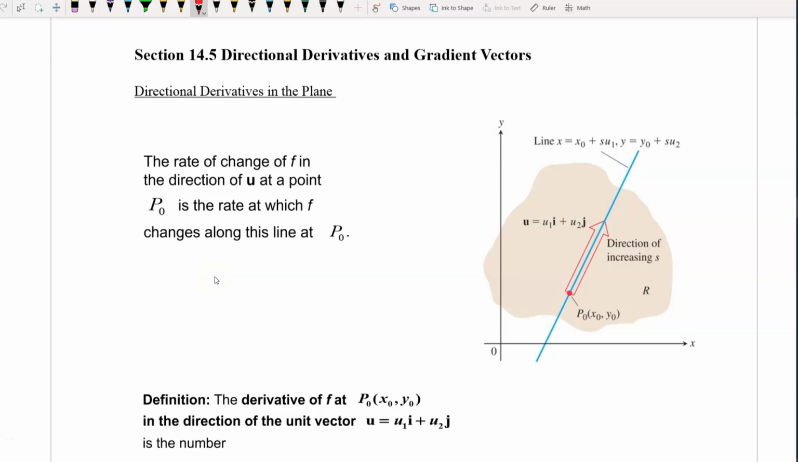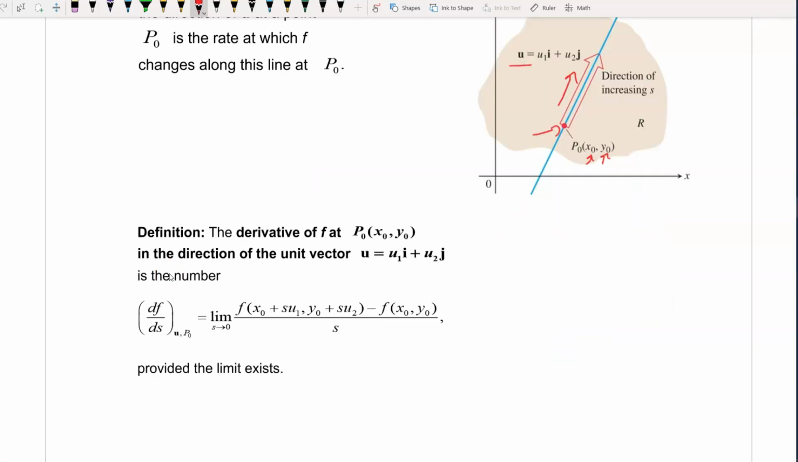Hello everyone, here in this section we have directional derivatives and gradient vectors. The rate of change of f in the direction of u at the point p naught, here x naught, y naught, is the rate at which f changes along this line at p naught. So here we have this direction and it's increasing.